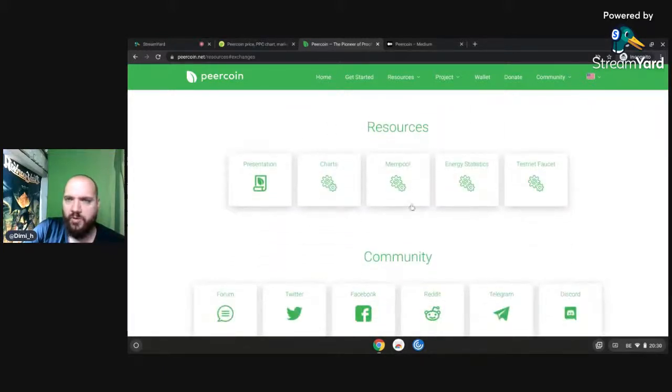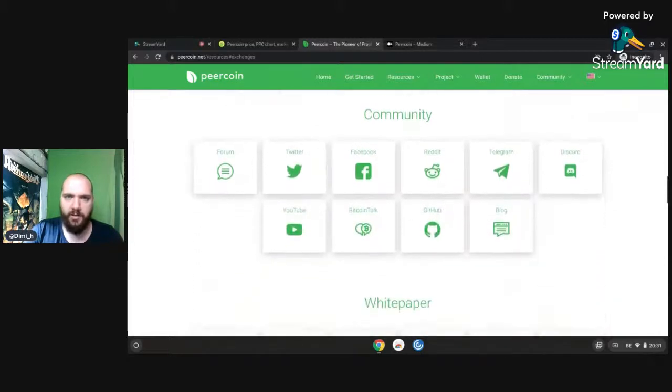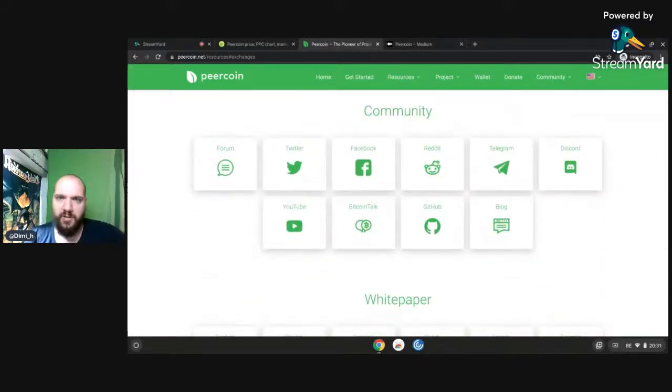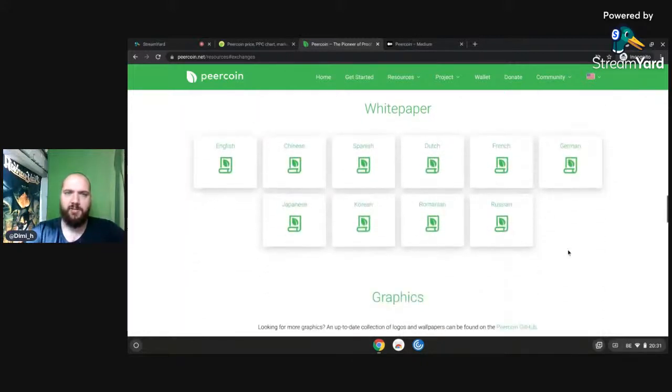Charts, mempool, energy statistics, so resources are freely available. Love seeing that, but it implies they are very open about their source code, very open about their programming and technical aspects. Community: forum, Twitter, Facebook, Reddit, Telegram, Discord. So these are all their social media.